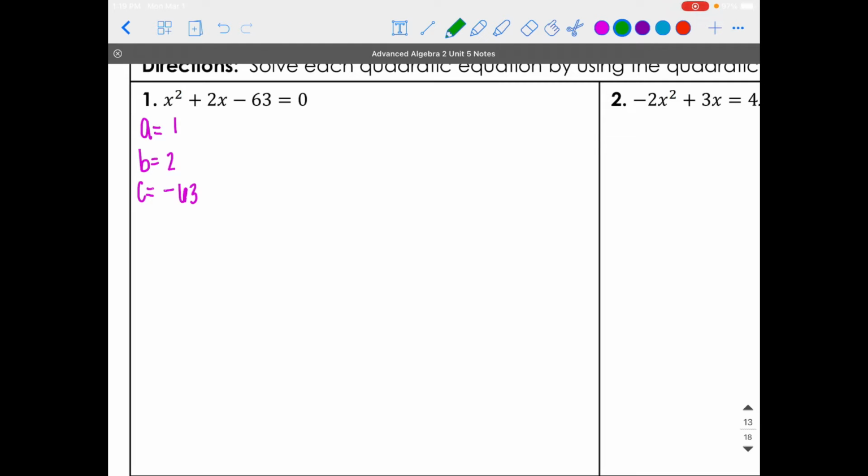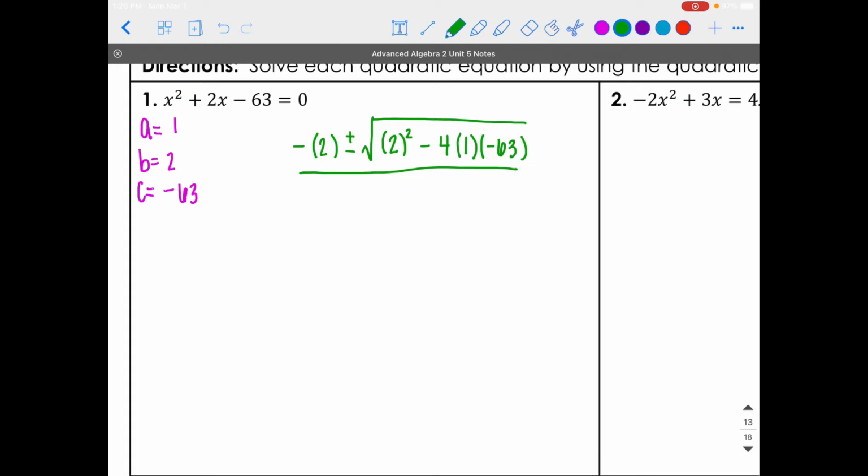And then I'm going to plug into the formula. Negative b, that would be negative, my b is 2, plus or minus the square root. Anytime you plug in a number, put that number in parentheses. So b squared minus 4ac, all over 2a.